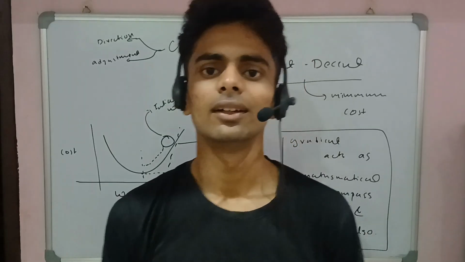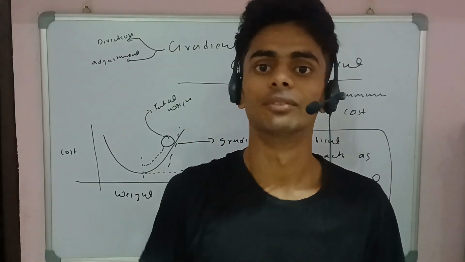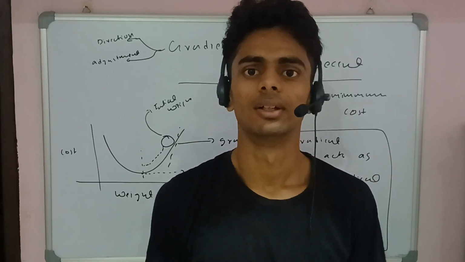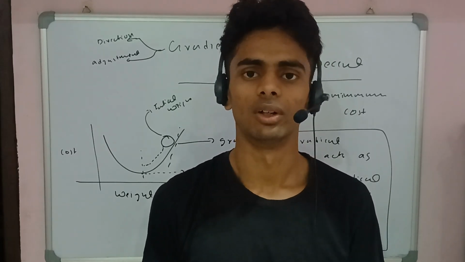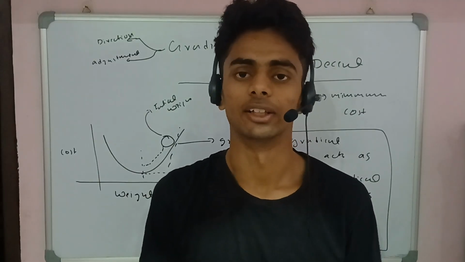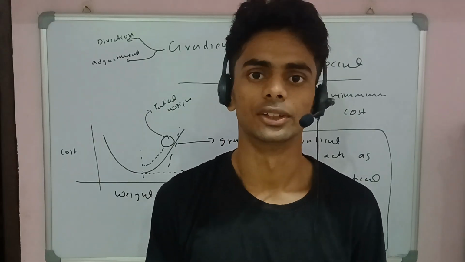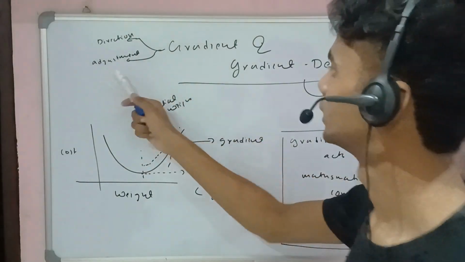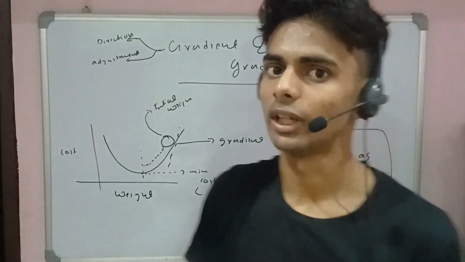I'm not going to give you an exact big definition of gradient and gradient descent. I keep it simple, using only two or three words to explain the entire workflow and context behind them. The first one, gradient: the gradient refers to direction and adjustment. So it's all about direction and adjustment.